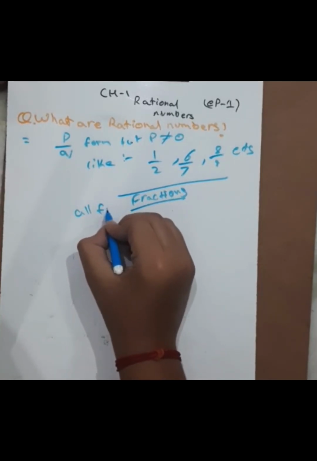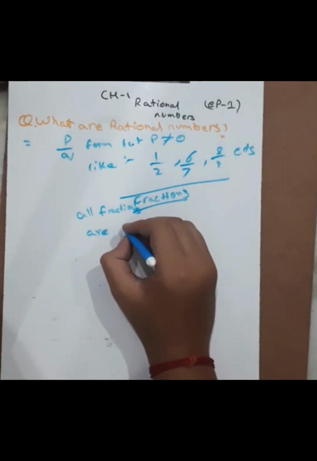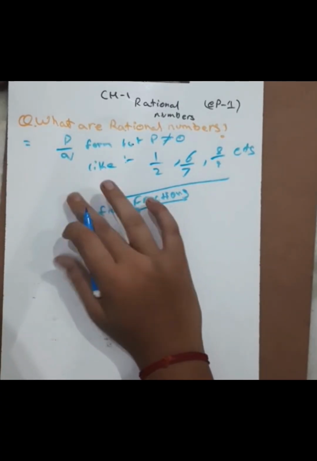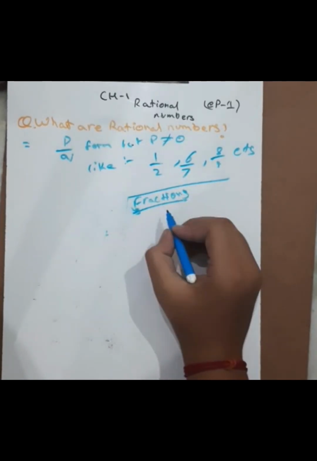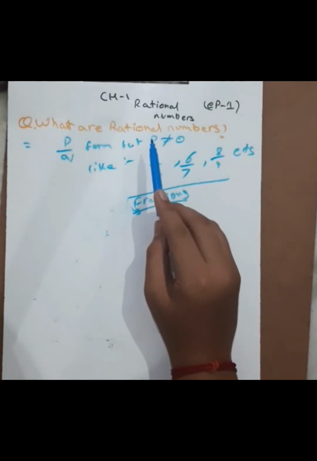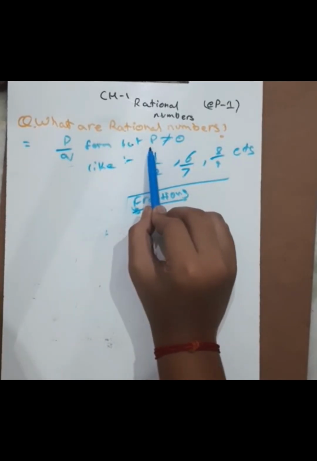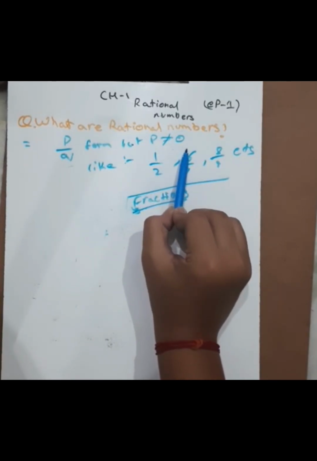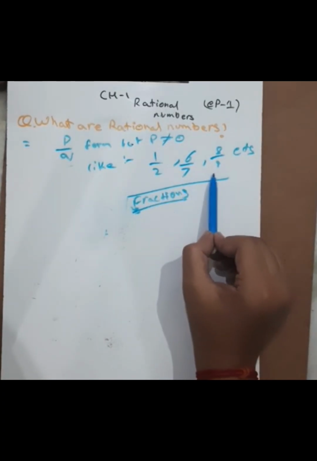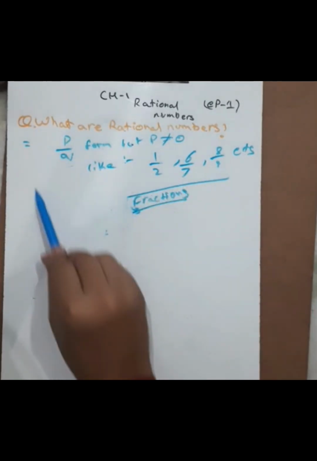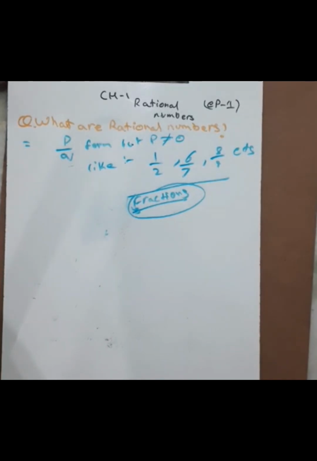They are basically integers. The rational numbers are the numbers which are in P by Q form, but P is not equal to 0. Some examples: 1 by 2, 6 by 7, 8 by 9. Basically, the rational numbers are the numbers which are in fractional form.